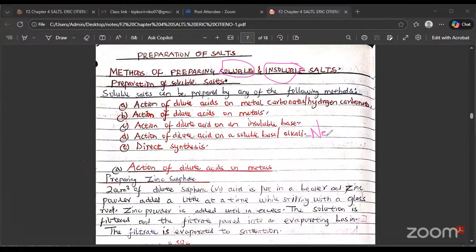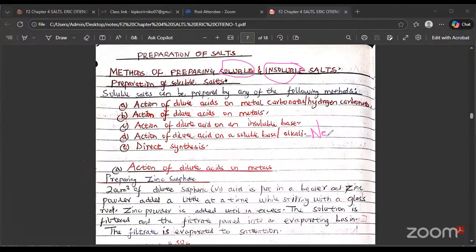And then direct synthesis is actually combining things directly. For example, we are bringing sodium and chlorine and then form sodium chloride. So those ones are some of the processes of preparing.